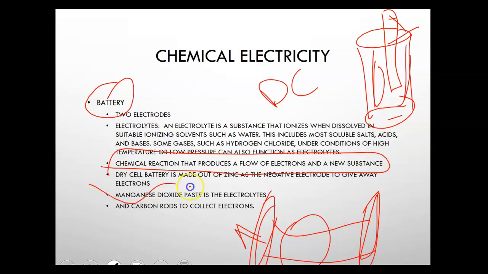These are the basis of dry cell batteries. They are made out of zinc and sometimes other materials, and manganese dioxide is the paste for the electrolyte, and a carbon rod. So we are ionizing carbon and zinc together. If you ever took apart a battery, you'll see that paste in that composition.